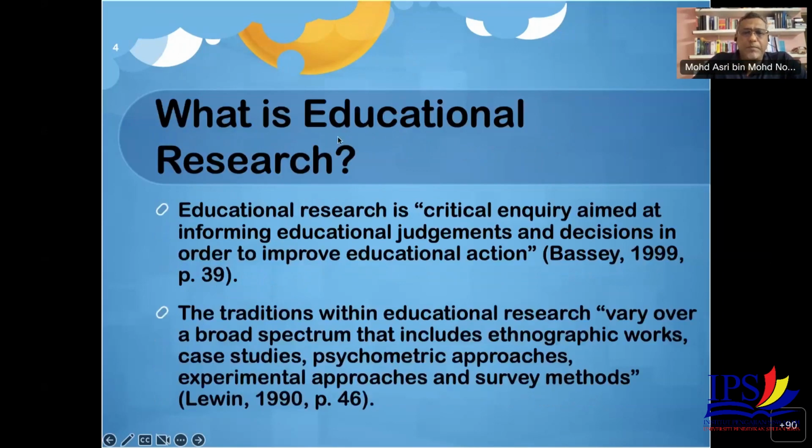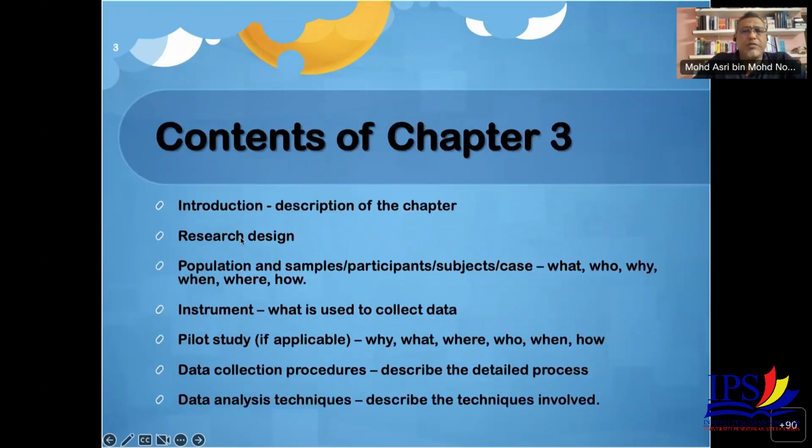Now in chapter 3, of course, you will have this. Again, this is just a guideline. These are the things that you may have in your chapter 3. Of course, in the introduction to chapter 3, you describe what you are going to have in chapter 3. And then you go to your research design, what research design you have used. And then you will have a discussion on your population and your sampling, or your sample. Or if you're doing a qualitative research, you will talk about who your participants are, what your subjects are, and what your cases are, and so on and so forth.